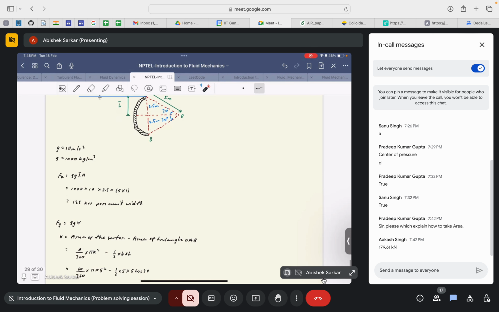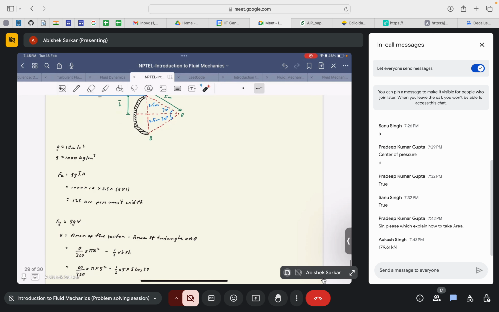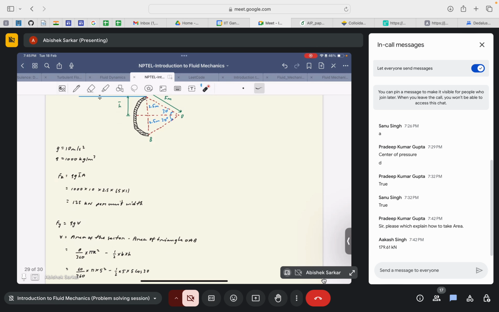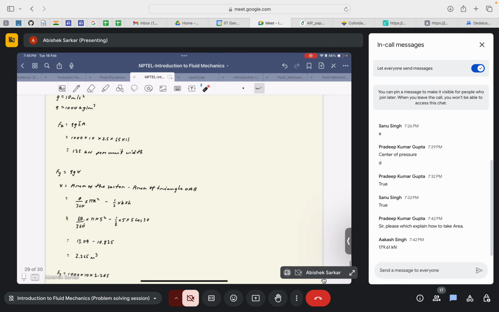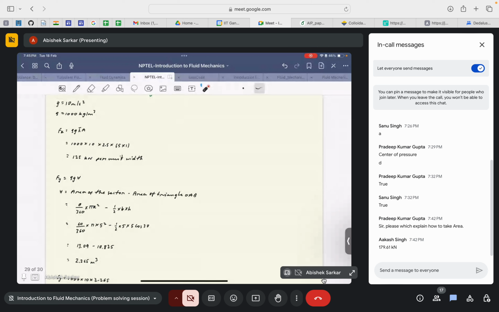Okay, so to find the weight or the vertical component of force, as I mentioned, you need to find the area of the sector minus the area of the triangle, and multiply by 1, because the width of this geometry is 1, as mentioned in the question.